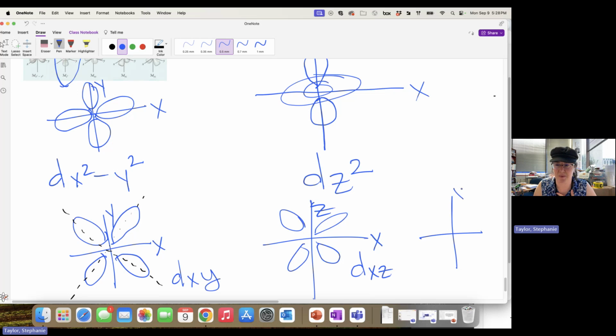We'll go ahead and still call the one up y, I guess, and this one over here z. And now it looks the same because it's basically the same shape. It's just in different planes. And this is now the dyz.